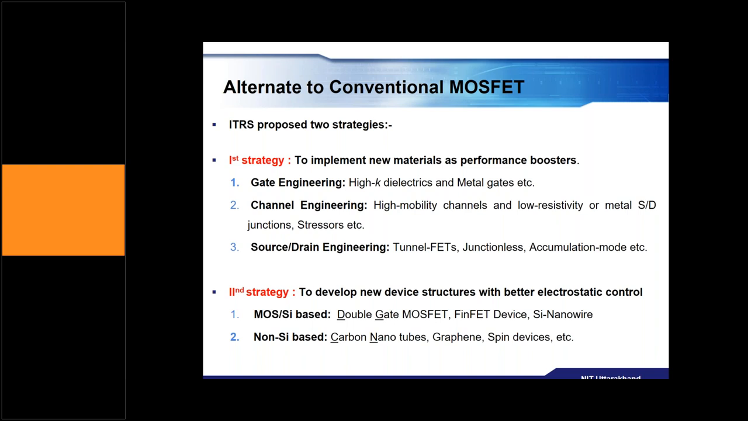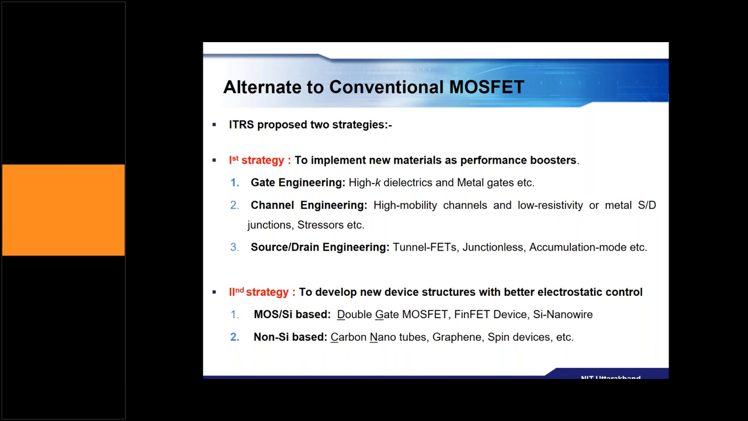You can also do some innovative things in source engineering as well. The biggest advantage of MOSFET is that the source and drain are similar, but now you can change the source and drain as well. Like in tunnel FET devices, the source is of P type or N type, and the opposite type doping is on the drain side.